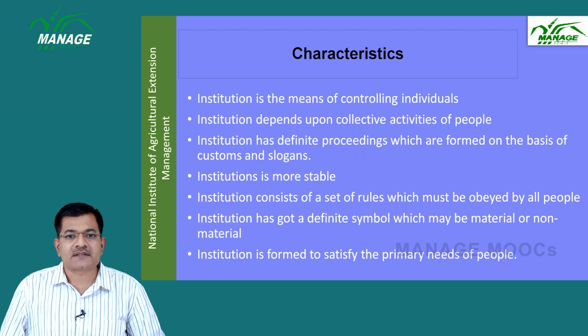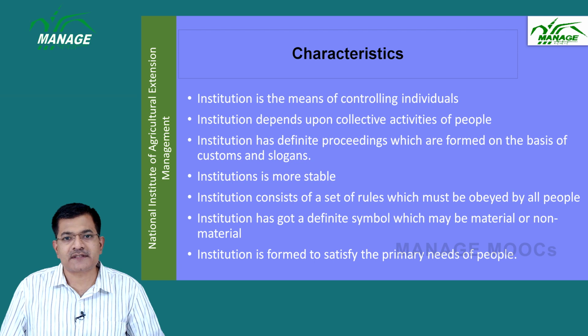And the institution consists of a set of rules which must be obeyed by all people, and it has been discussed already. And the institution has a definite symbol which may be material or non-material. So several institutions have their practices and occupations which are basically defined by certain material and even non-material symbols. The institution is formed to satisfy the primary needs of the people, and therefore many times these are very specialized roles and responsibilities performed in a society.